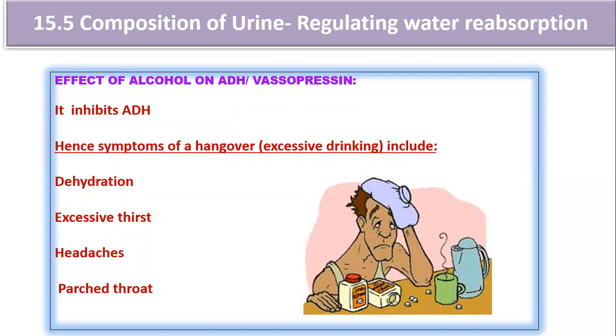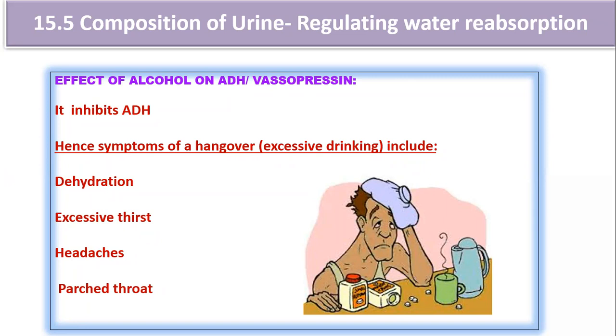These are called diuretics. These chemicals are called diuretics because they cause dilute urine. When dilute urine is formed, there will be loss of water from your body. That results in conditions such as dehydration, excessive thirst, parched throat, and headache. So this is the effect of alcohol on ADH or vasopressin.